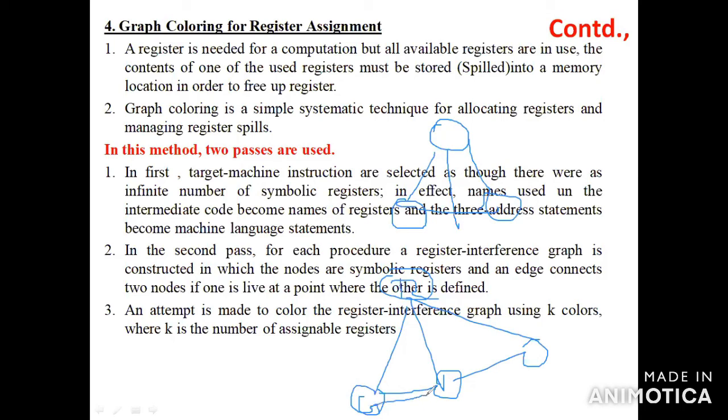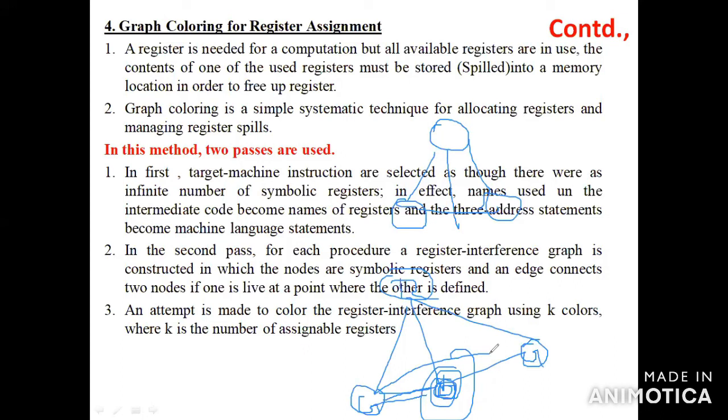The same color can be assigned to nodes that are not connected, for example green. An adjacent node cannot be assigned the same color; that is graph coloring. You can use other colors as well, such as orange. Green and green are the same coloring but not adjacent, with no edge between them. This is the graph coloring register assignment technique, and the meaning is that an adjacent node cannot be assigned the same color.